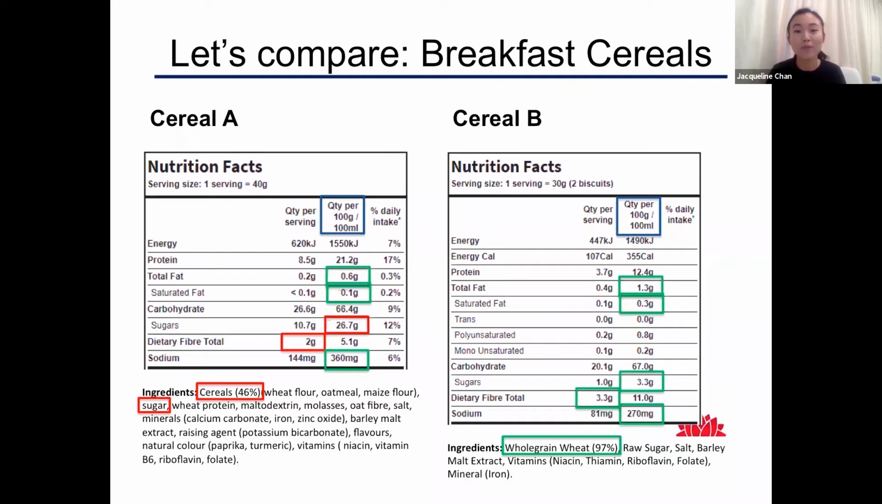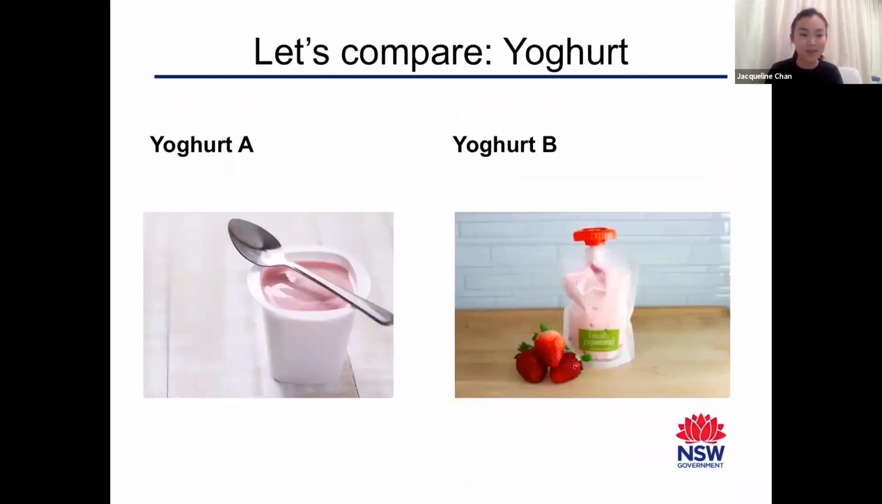So I might pop up the first poll. We've got everyone voting for cereal B. Cereal B is the healthier choice. We can see it's much lower in sugar content, it's higher in fiber, and it's mainly made out of whole grain cereal. Perfect. All right, we can move on to our second example.